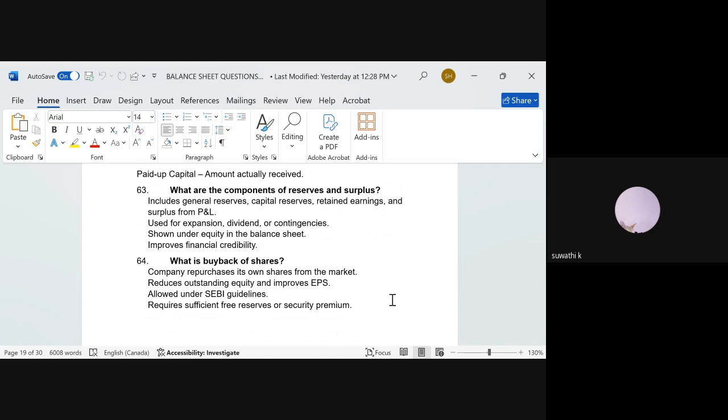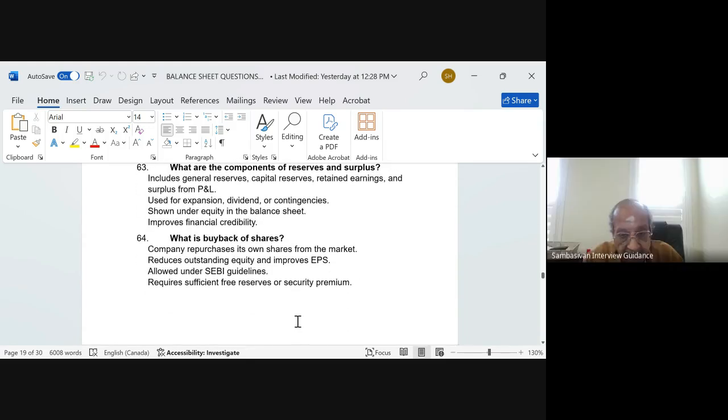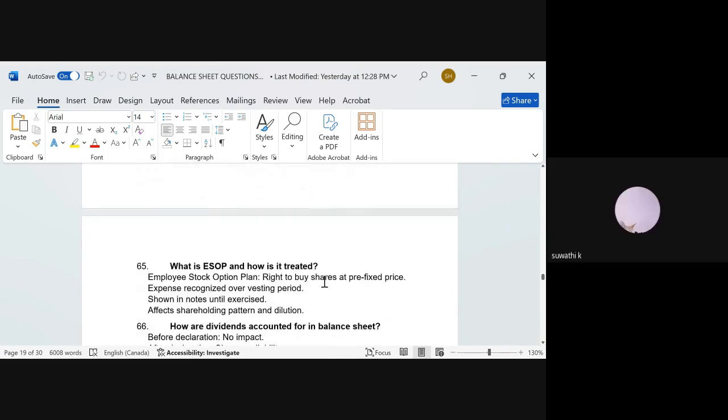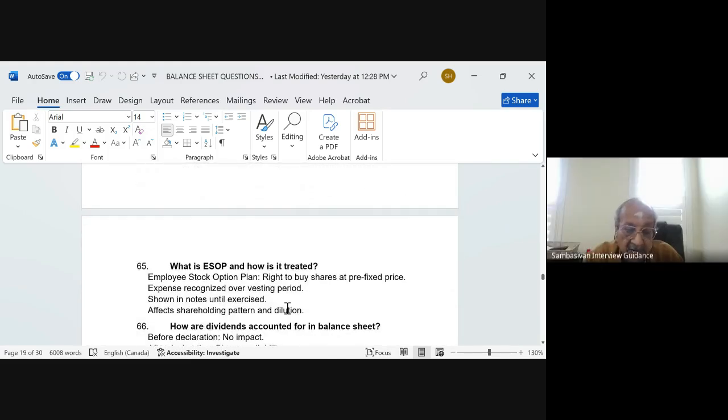What is buyback of shares? Company repurchases its own shares from the market, reduces outstanding equity and improves EPS. Allowed under SEBI guidelines, requires sufficient free reserves or security premium. EPS means earnings per share. Okay, earnings per share. Continue.